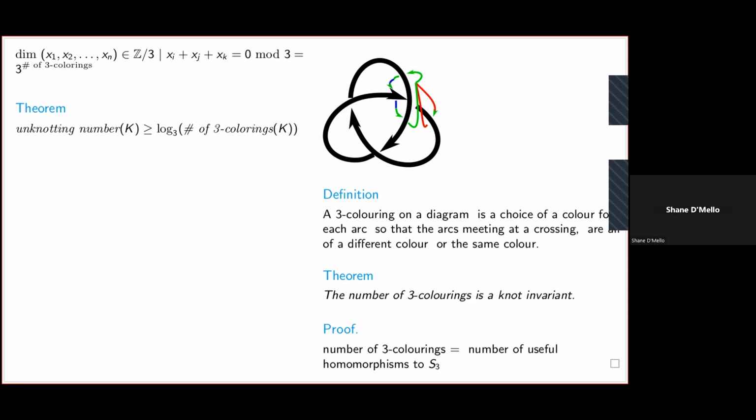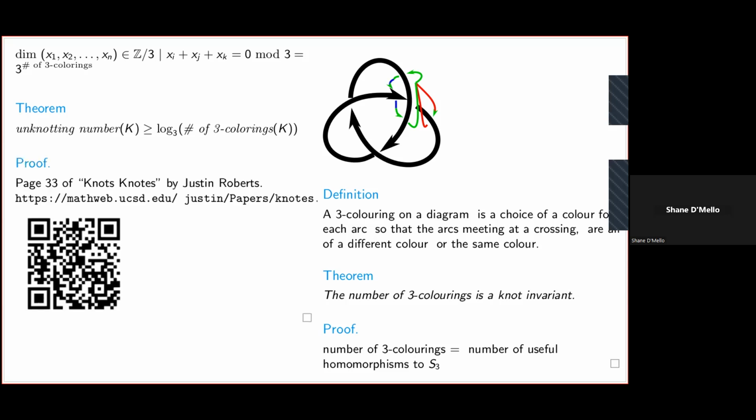And so that's better, because this lower bound can be computed using any diagram: you compute the number of free colorings, and you try to figure out the lower bound. And if it so happens that you find a diagram whose unknotting number matches the lower bound, then you're done. You know that for that particular knot, this is the unknotting number.